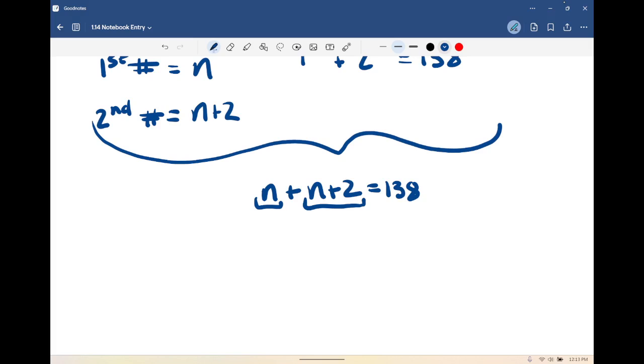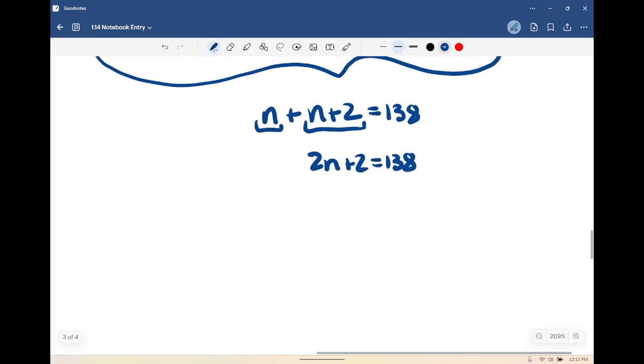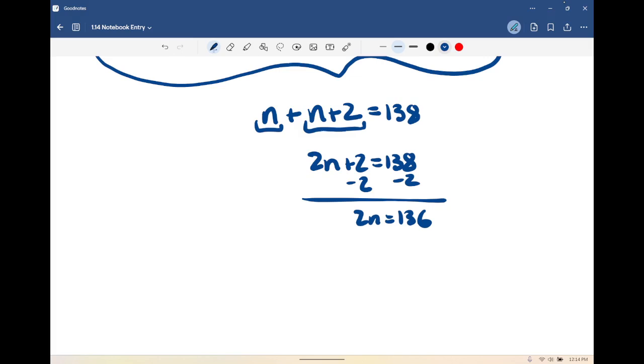From here, this is just like a 2.5-step equation. We know how to solve these. N plus n is what? What's 1n plus 1n? 2n. 2n plus 2 is equal to 138. Okay? Raise your hand. What am I going to do to start on both sides? Michael. Take away 2. If I say raise hand, raise your hand. Do not yell. 2n is equal to 136. Raise your hand. What am I going to do on both sides now? Tay. Divide by 2.